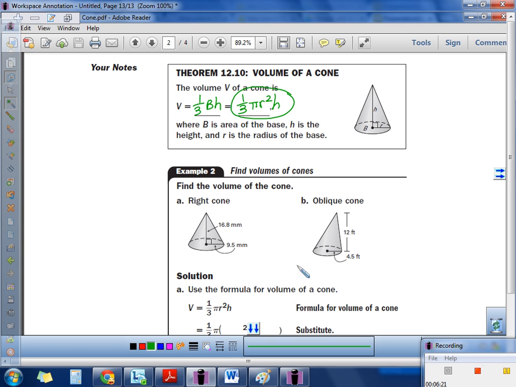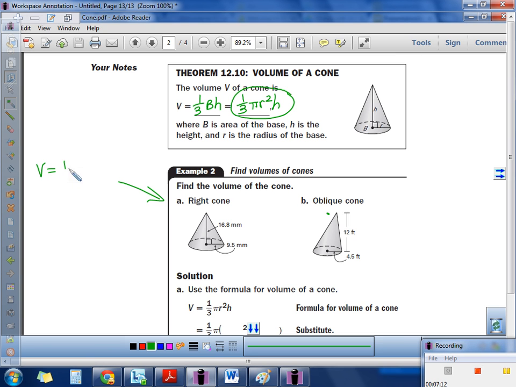Now we have two different types of shapes. One is a right cone, one is oblique. Oblique means that that vertex is not directly up above the center of the base. It means it's just kind of leaning over here to the side a little bit. However, these are both solved in the same manner, so we're only going to do one of them. All right, so do we want to do A or B? A. All right, we're going to do this one right here.